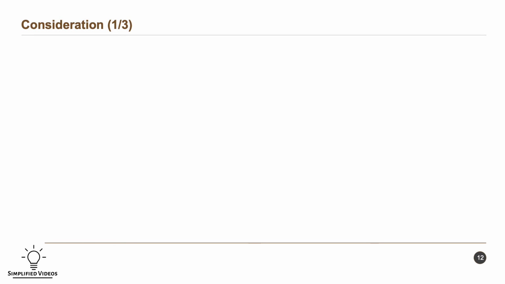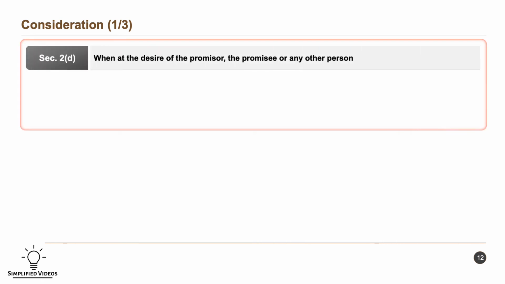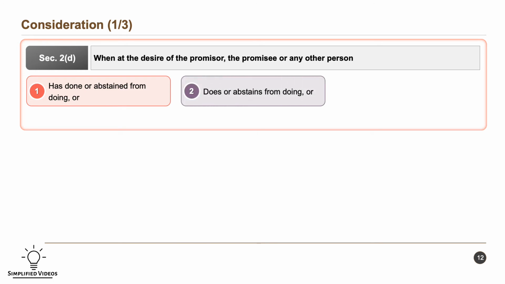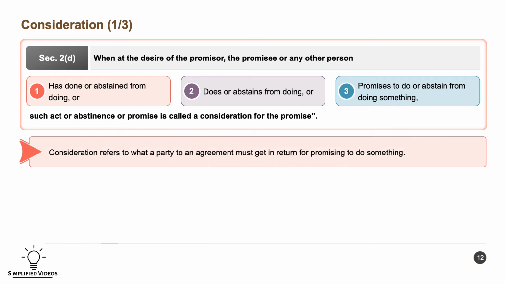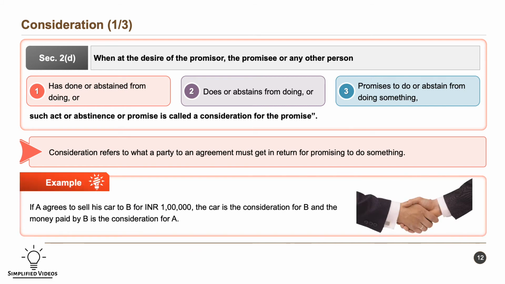Let's start with understanding consideration. According to Section 2(d), when at the desire of the promisor, the promisee or any other person has done or abstained from doing, or does or abstains from doing, or promises to do or abstain from doing something, such act or abstinence or promise is called a consideration for the promise. Consideration refers to what a party to an agreement must get in return for promising to do something. For example, if A agrees to sell his car to B for rupees 1 lakh, the car is the consideration for B and the money paid by B is the consideration for A.